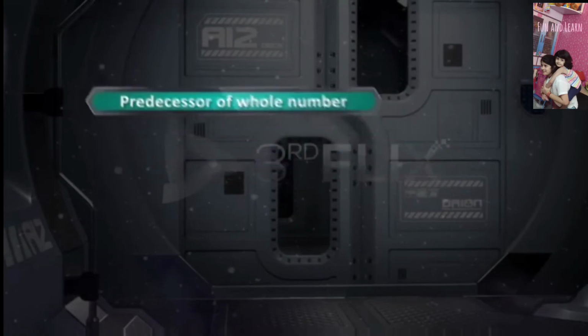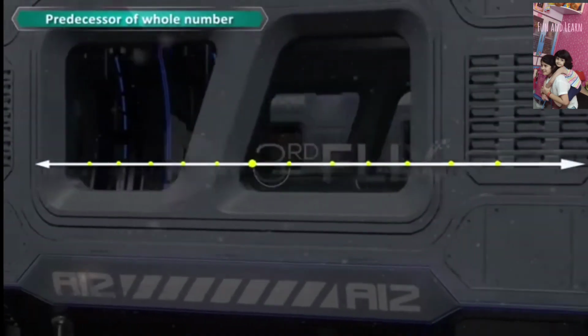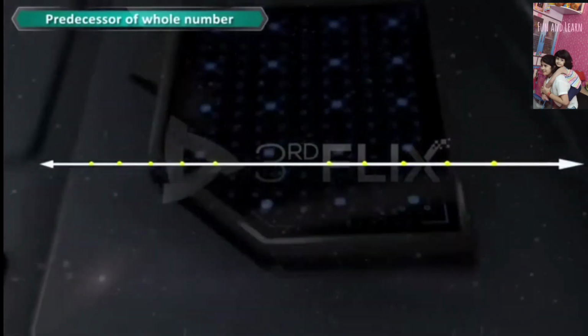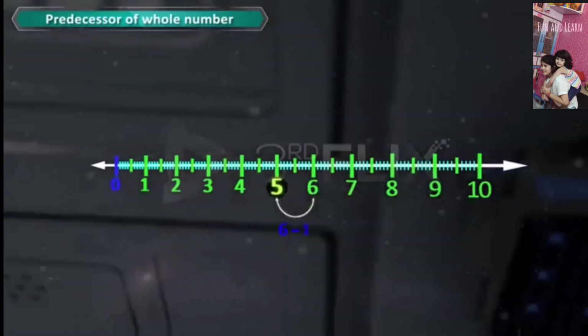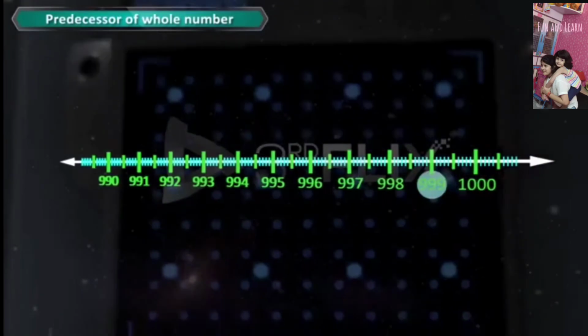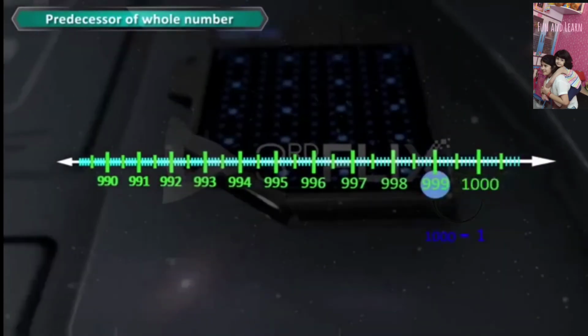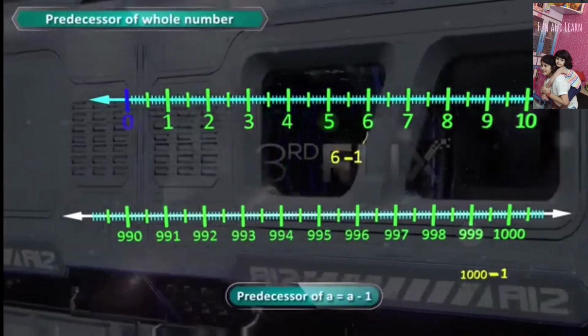Predecessor of a whole number. The number appearing before the given number is called predecessor of that number. The predecessor of 6 is 5, which is a whole number. In the same way, 999 is a predecessor of 1000. To find the predecessor of a given whole number, subtract 1 from it.